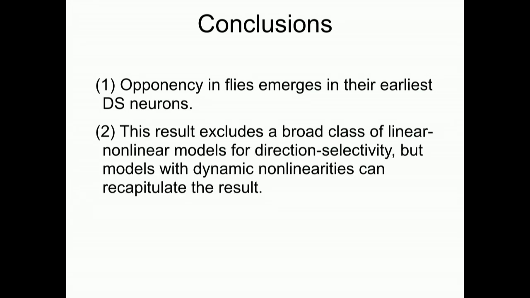I think importantly, this result seems to exclude a broad class of very popular models for direction selectivity. What this means, I believe, is that we're going to have to look more carefully at what the actual nonlinearity is, and static nonlinearities are unlikely to cut it with this system.